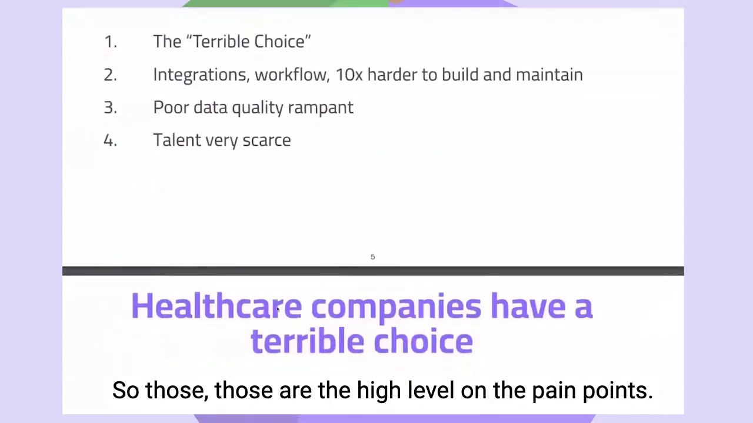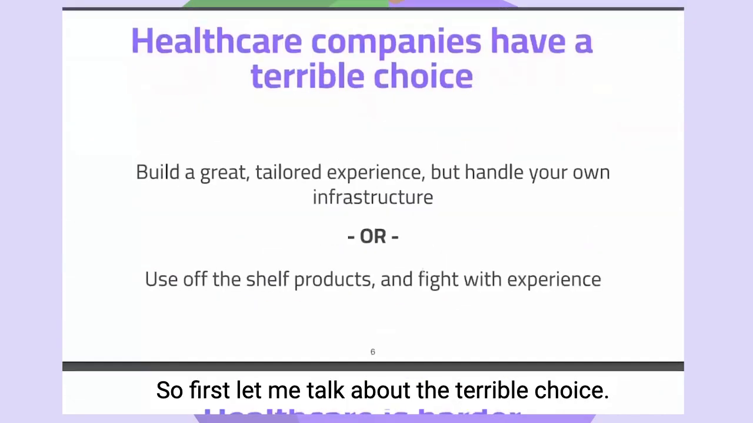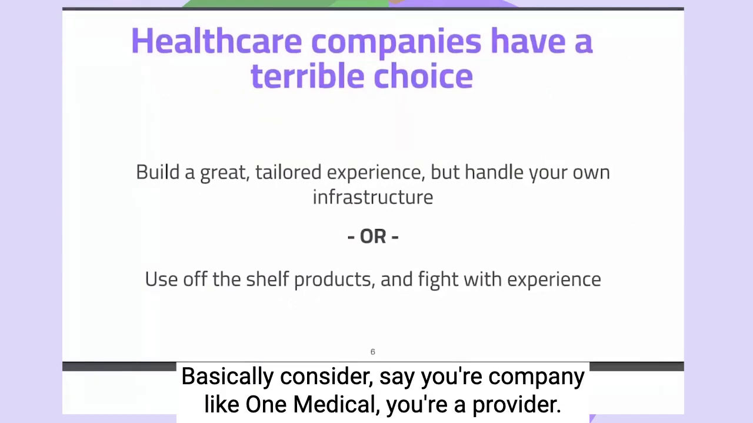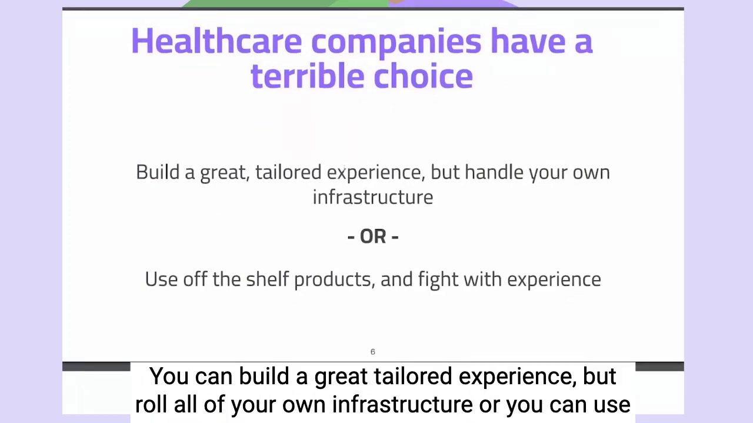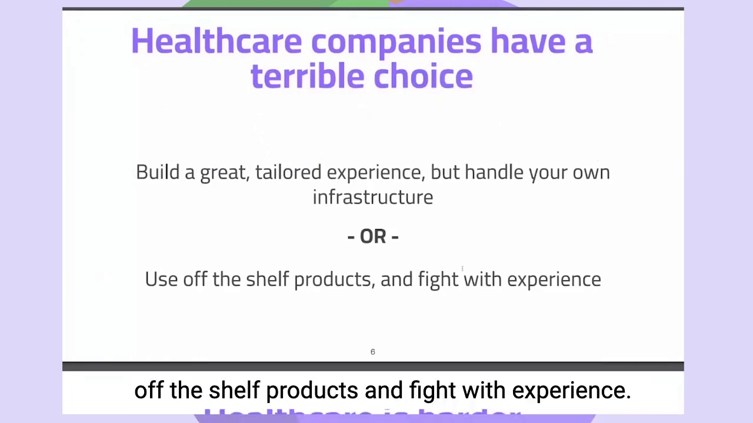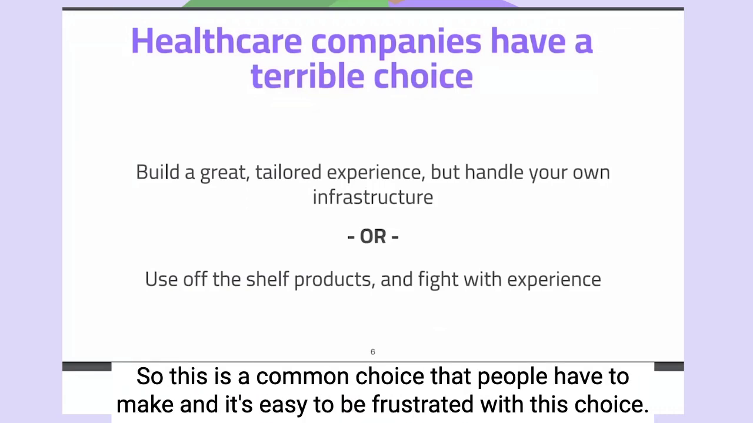So those are the high level pain points. First, let me talk about the terrible choice. Basically, say you're a company like One Medical, you're a provider. You have really a terrible choice. You can build a great tailored experience, but roll all of your own infrastructure. Or you can use off-the-shelf products and fight with the experience. This is a common choice that people have to make.